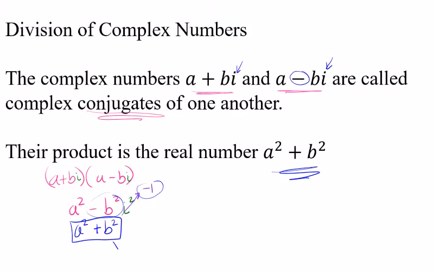So here are some examples. The first one, we have 3 divided by 2 minus 5i. So what I'm going to do is multiply by the conjugate of the denominator in order to make it real, right, and rational.